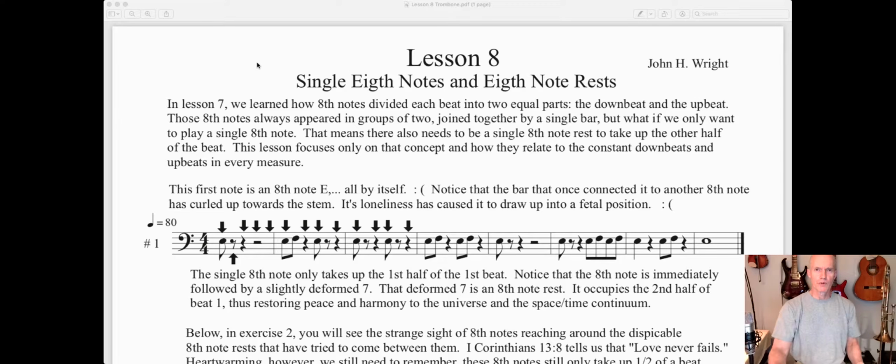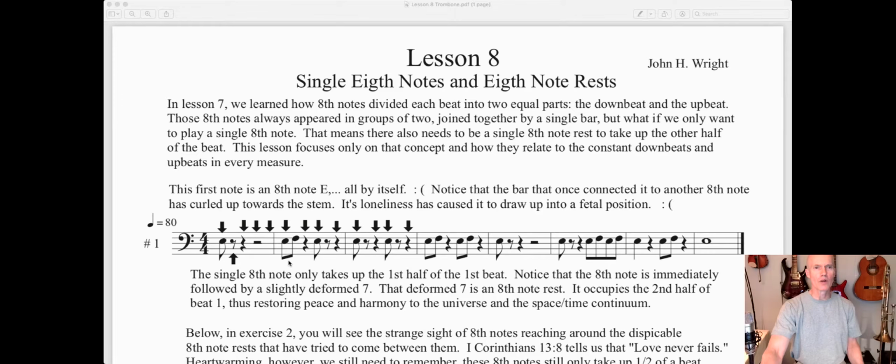All right, people, this is lesson 8 for trombone. We're going to be talking about single eighth notes and eighth note rests. In lesson 7, we learned how the eighth notes divided each beat into two equal parts, the downbeat and the upbeat. Those eighth notes always appeared in groups of two joined together by a single bar, just like these two guys right here. These are eighth notes, they're always connected by a single bar like that.